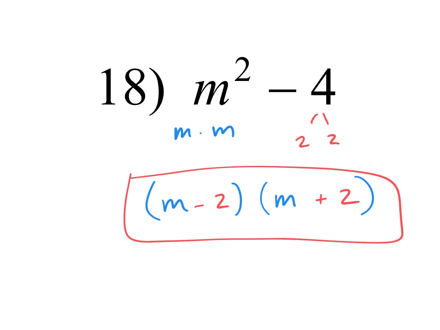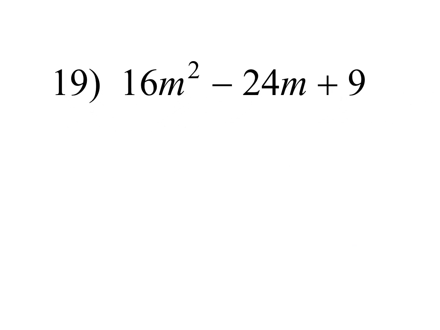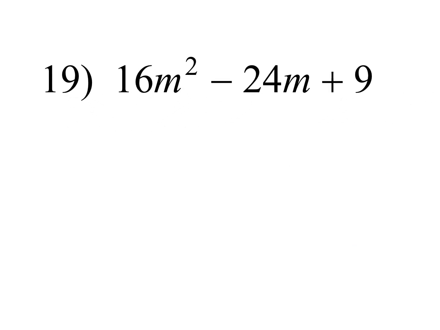All right, 19. Kimberly, what should I do here? The 16 is 4, and then the 9 is 3. Perfect. So they're perfect squares. So this is a perfect square binomial. So I have 4m and 3. What goes in the middle?